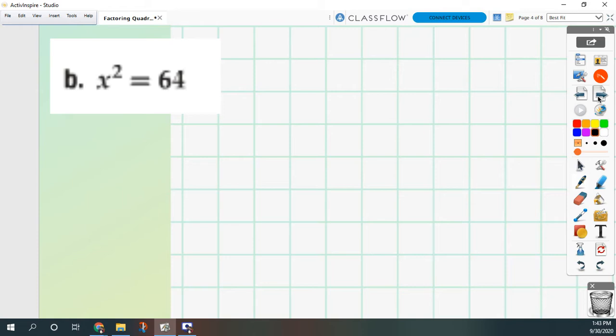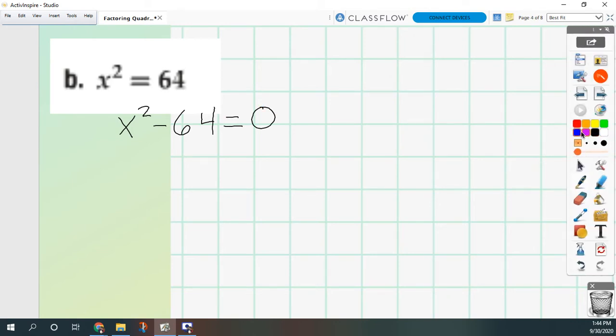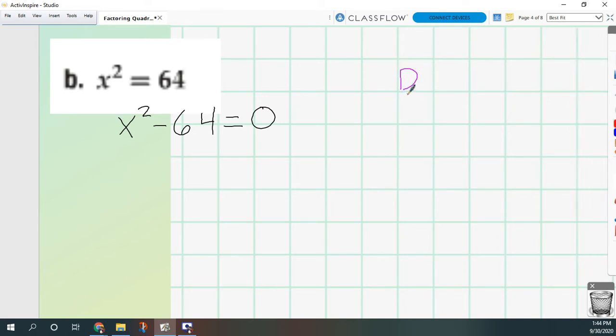Notice that on my x squared equals 64, right now we don't have a quadratic equation because it's not set equal to 0. So we need to move our 64 over, and we would move it over using subtraction. Now notice on this one, my x squared doesn't have a number that has a common factor with 64, and my 64 doesn't have an x to have a common factor with x squared. So we can't factor out a greatest common factor. So we need another method.